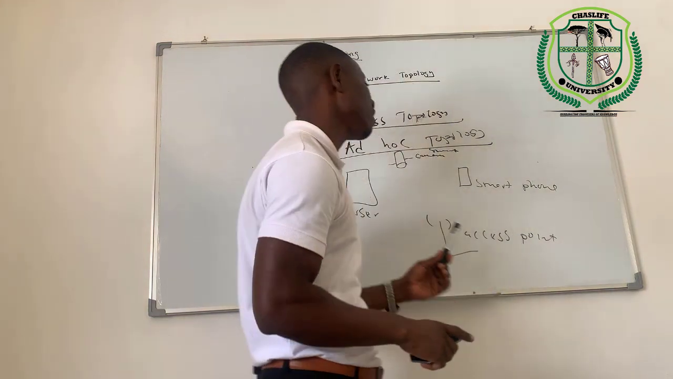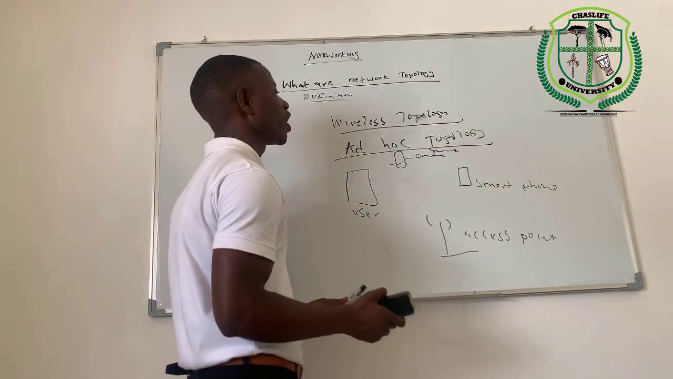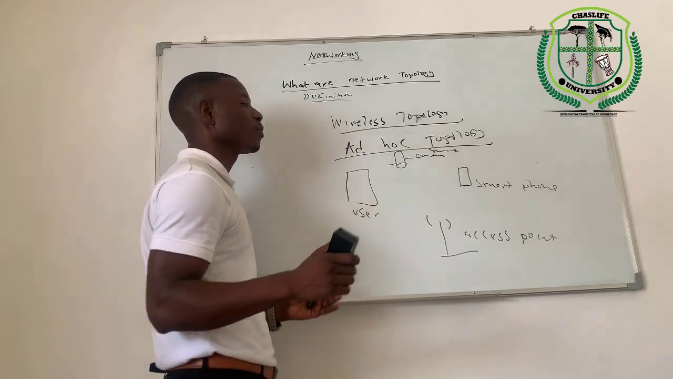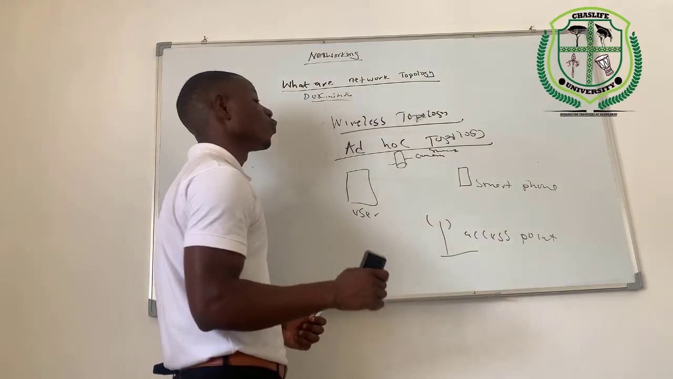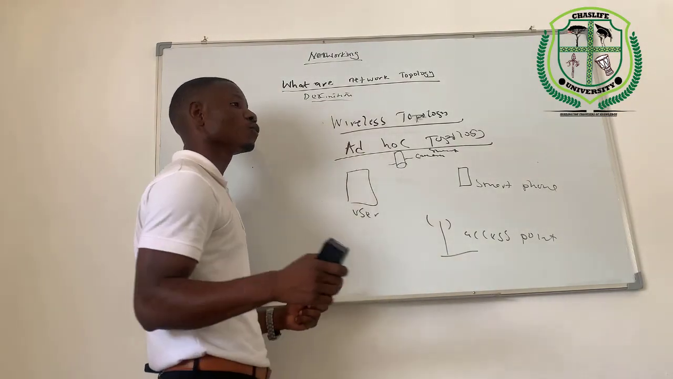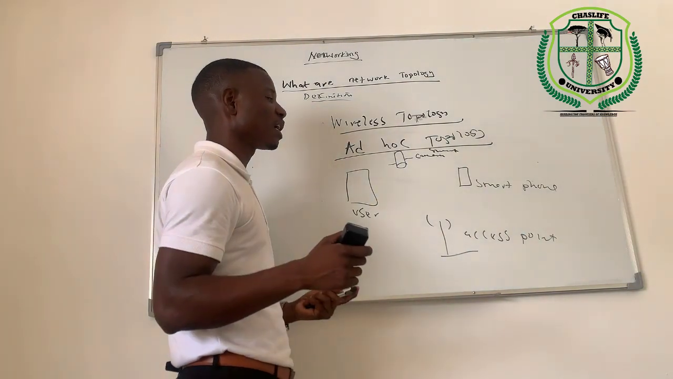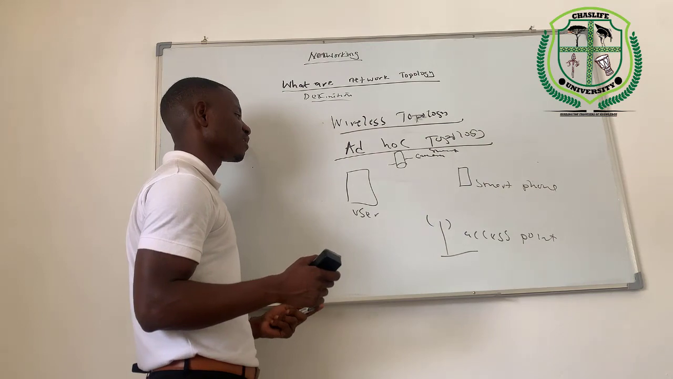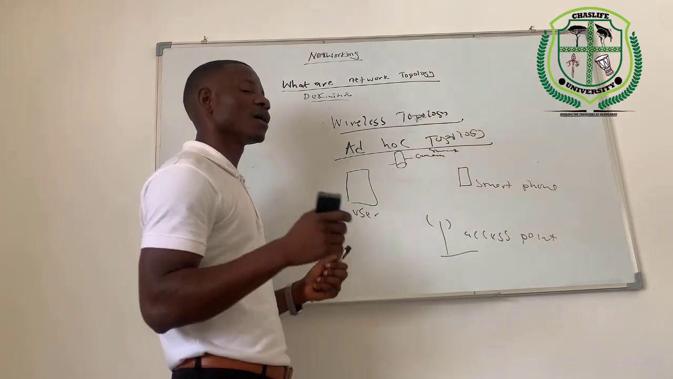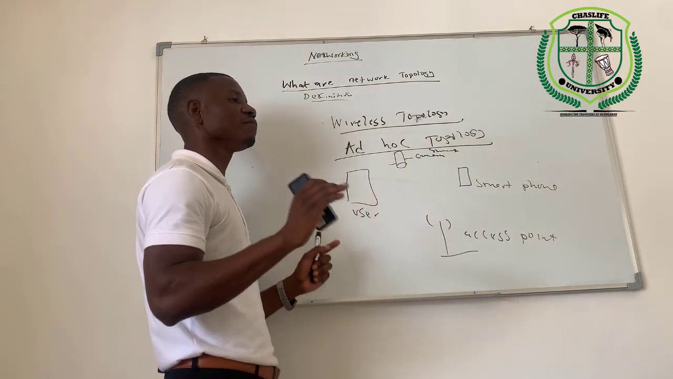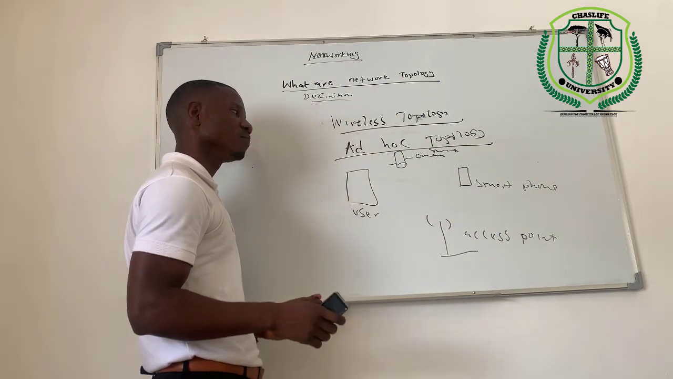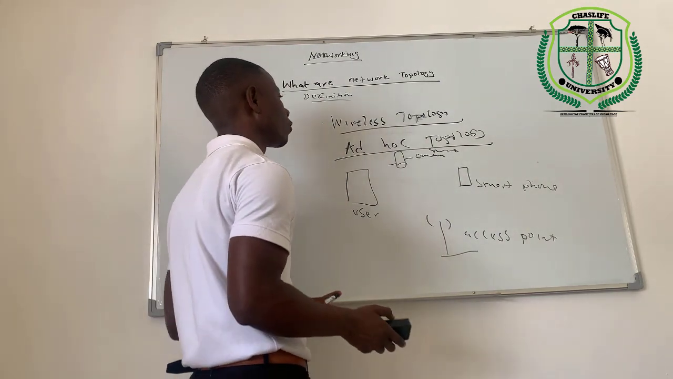Are we together? So that is just the ad hoc, where the smartphone will be able to connect to the internet or to the network, and the camera will also be able to access the network, and the computer will also be able to access the network wirelessly without using any physical cable. Definitely, that is the ad hoc topology.